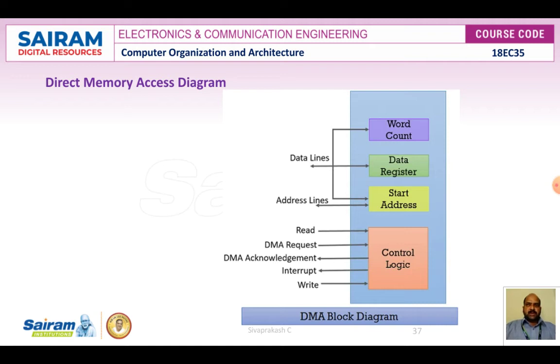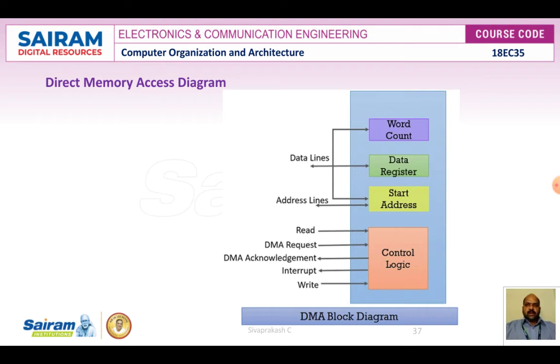The first information is whether the data has to be read from the memory or written to the memory. It passes this information via read or write control signals, the read signal or write signal control lines between the processor and the DMA controller. This is called the control logic. With the help of the control logic, it accesses the memory for the read operation or write operation.